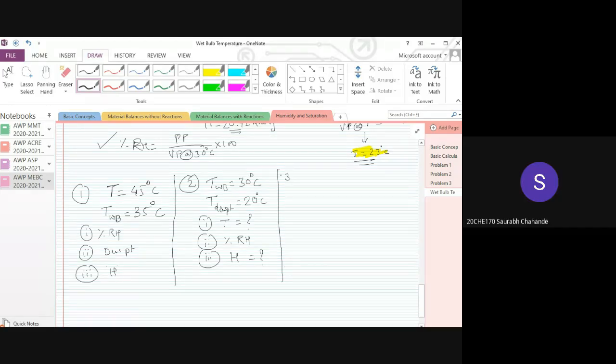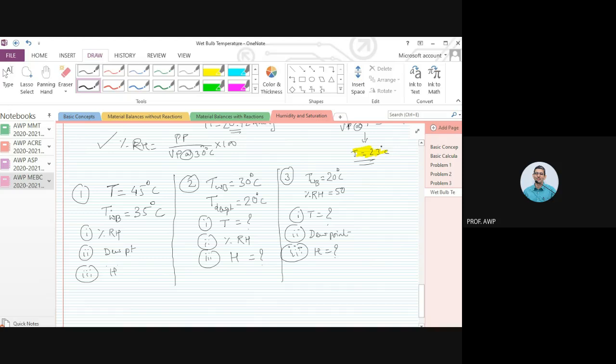Third problem. Let's say wet bulb temperature is 20 degrees centigrade. Percent RH is, suppose, 50. Can we find out the temperature? Can we find out the dew point temperature? Can we find out the humidity? Basically, out of these five, if I give you any two, you should be able to calculate the remaining three.